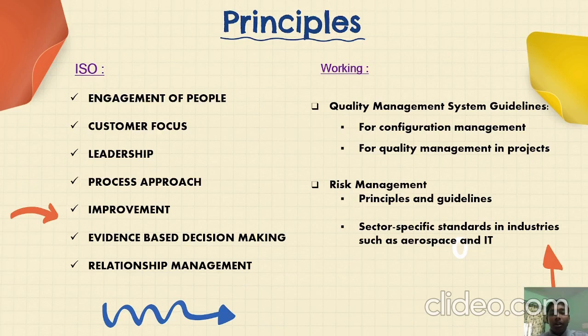Now talking about the working of the ISO principle, that is, quality management system guidelines. Under this, for configuration management and quality management in the project, it means that the quality of the project should result in the best development of the project. The next is the risk management principle. Under this principle, guidelines will be followed. Sector specific standards in industry such as aerospace and IT.